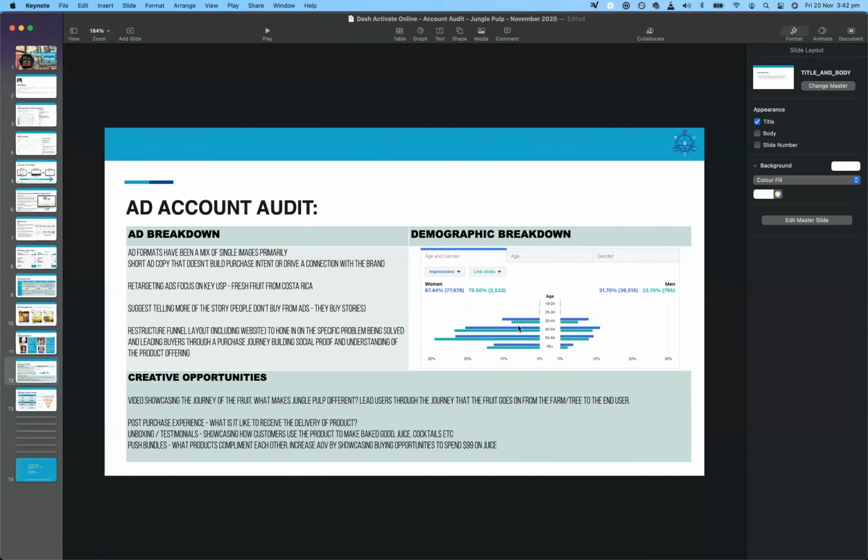One thing I did notice is that it seems like it's older people and older females that tend to engage more. So I'm guessing they're probably not making cocktails, but probably baking stuff. So make sure a lot of that content is skewed towards that as opposed to the cocktails, because that may not actually be the type of buyer that you've got.